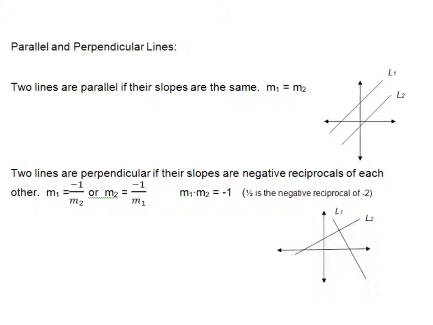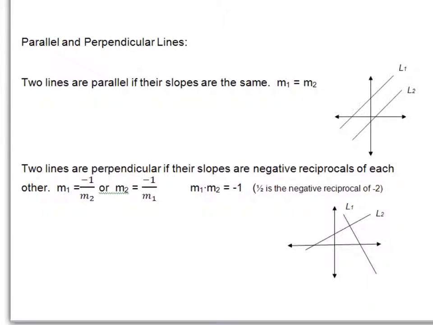We know that two lines are parallel if they have the same slope, which should make sense, because if two lines are parallel, that means they are never ever going to intersect each other. So that means they are rising and running at the same rate. So the ratio of their rise to their run would be the same thing. All right, so two lines are parallel if their slopes are the same.